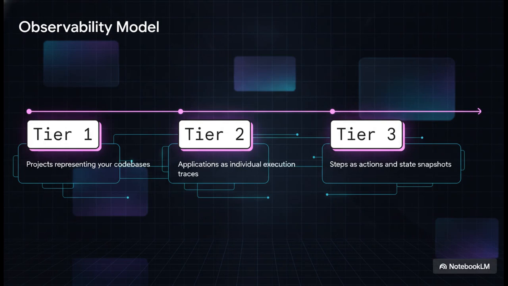To bring this all together, Burr treats telemetry as a first-class citizen. It features a built-in tracking user interface that's structured around a really clean, hierarchical data model. You have projects, which represent your code bases. Beneath that, you have applications, which are your individual execution traces, and inside those are steps, the actual actions executed, complete with immutable snapshots of the state before and after. It provides absolutely unparalleled debugging capabilities, and you don't even need to buy into an expensive external SaaS platform.